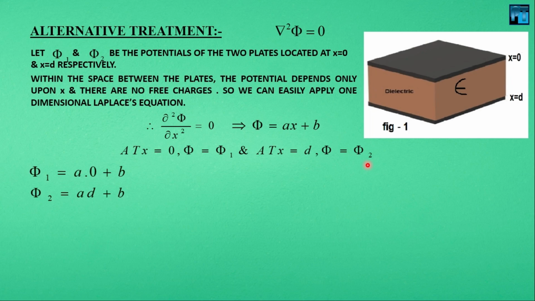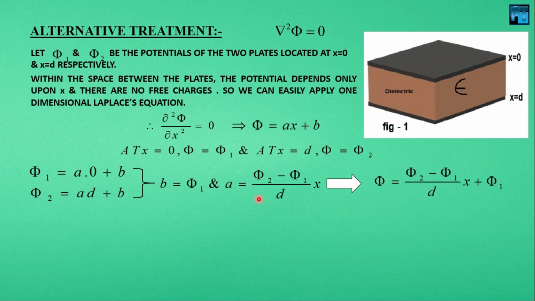Now putting these boundary conditions, we get phi 1 equals a into 0 plus b, and phi 2 equals a into d plus b. So solving these two equations, we have b equals phi 1 and a equals phi 2 minus phi 1 by d into x. It is a very easy calculation and I know you can do it. Now we have phi in this form, just putting the a and b values here.